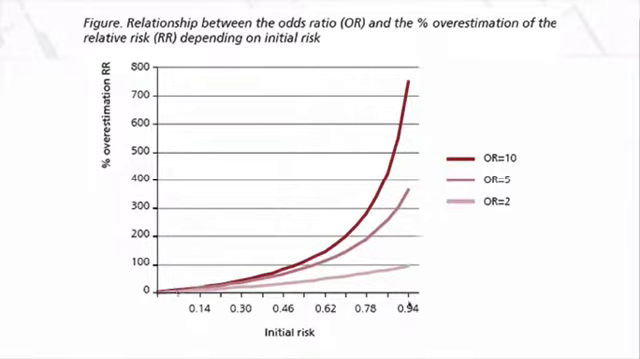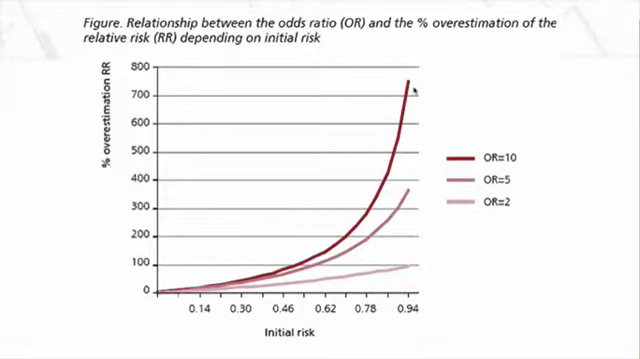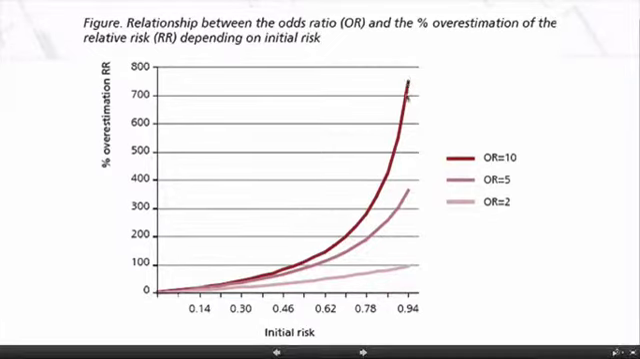But say that the risk of your outcome in your population was, say 94% of your population had your outcome of interest. If you ended up with an odds ratio of 2, that is 100% overestimation of what your relative risk would be if you calculated it with the same numbers. It gets even worse if you have a stronger association between your exposure and your outcome. So say you ended up with an odds ratio of 10. So people exposed had 10 times greater odds of having your disease outcome. You would be overestimating if you had measured relative risk by 700%.